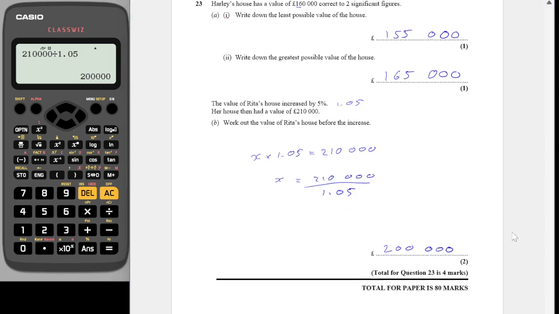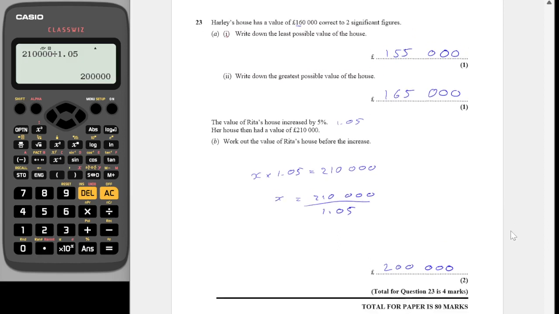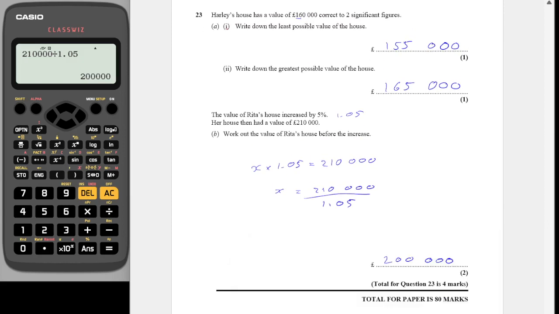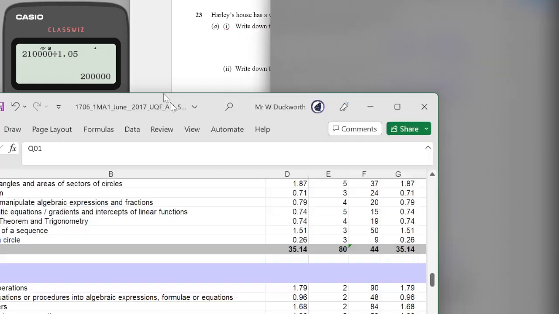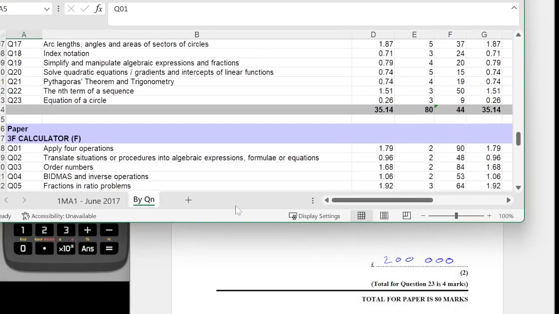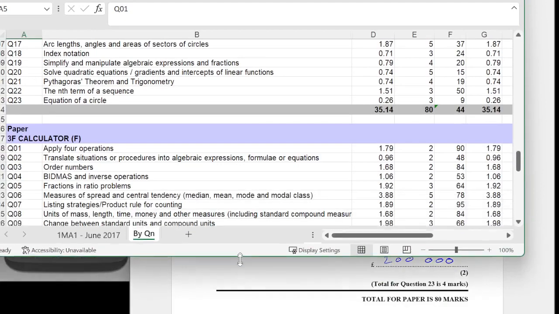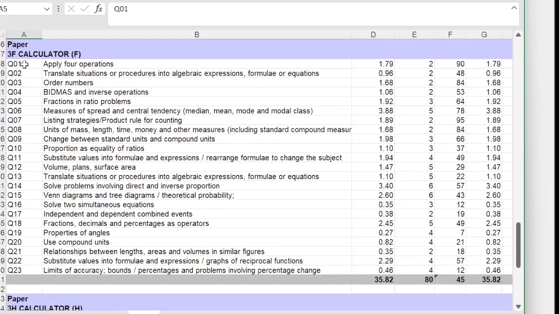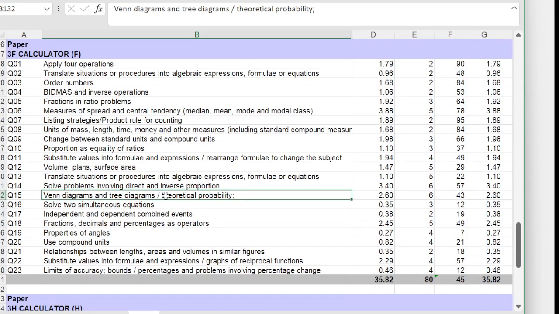Okay, and that brings us to the end of the paper. Before I sign off, I will just bring up the skills map. This tells you which skill each of those questions was linked to. It is also the title of all of the chapters. For example, if you struggled the most on question 15, that was Venn diagrams and tree diagrams, theoretical probability. So if you want to do any targeted revision, that will give you your areas to look at.